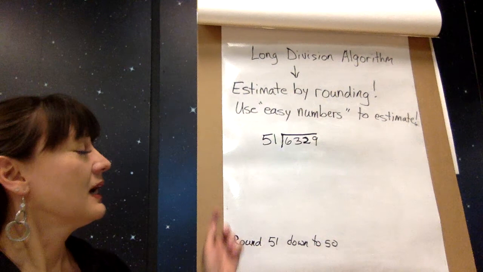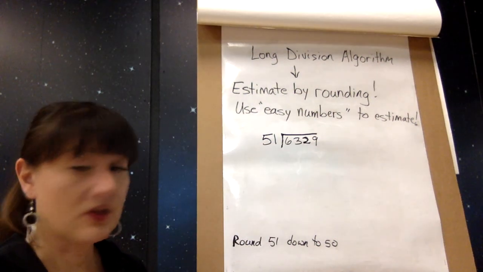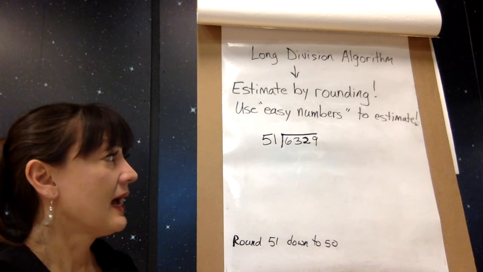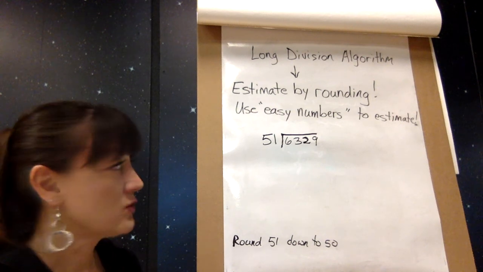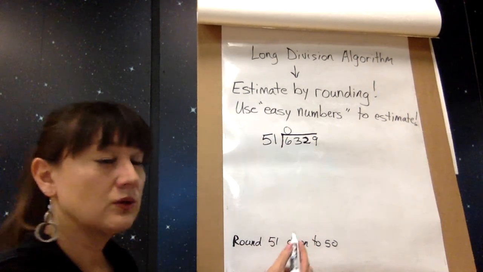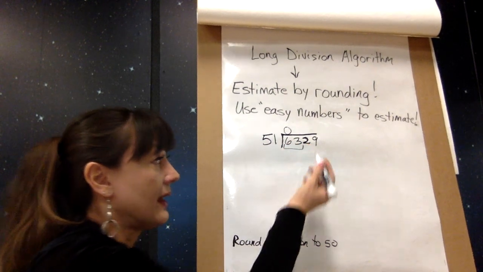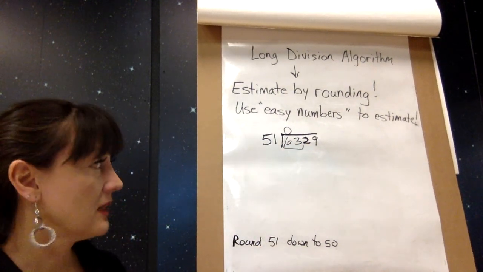Okay, so we're going to go ahead and ask ourselves again, like we do with every division problem, how many times does 51 fit into 6? Or how many times can it go into 6? And that would be 0 because 6 is too small. So we're going to write our 0, our placeholder 0, right on top of the 6.